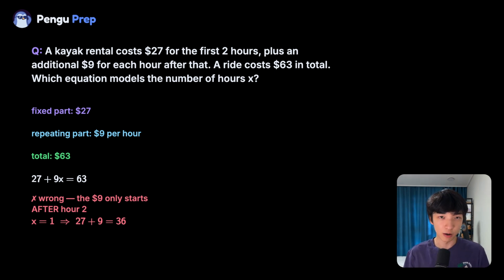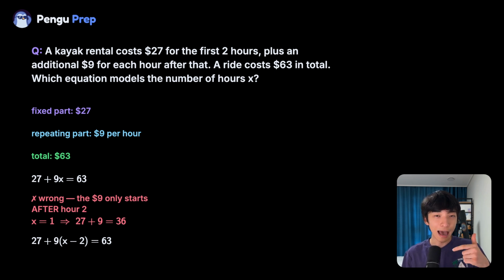Now, how can we solve this problem? We can replace x with x minus 2. Now, if we do that and plug in x equals 3, watch what happens. After 3 hours of riding, you would expect the user to incur an additional cost of $9 for a total of 27 plus 9 equals $36. And indeed, if we plug in x equals 3 into this revised equation, you get 27 plus 9 times 3 minus 2, which is exactly $36. This works for 4 hours too. You would expect the user to incur an additional cost of 2 times $9. And that's what happens here.